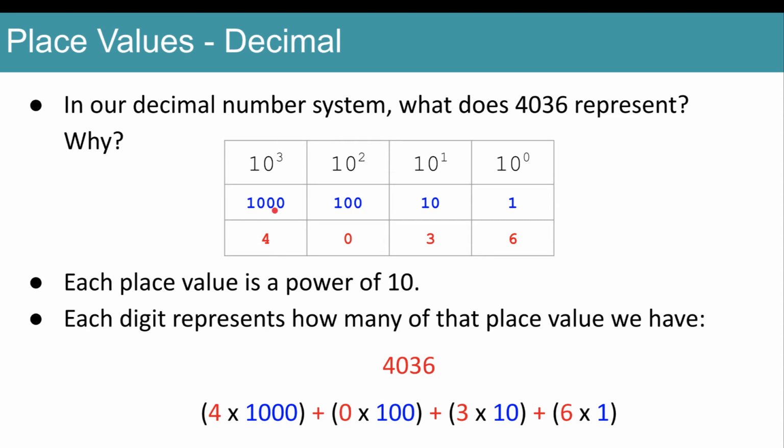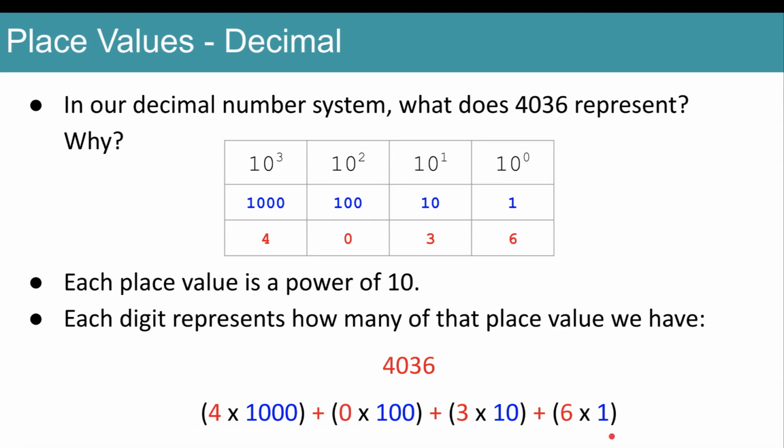And we can just keep growing this by adding more place values and then incrementing the exponent, right? The next place value would be 10 to the fourth and then 10 to the fifth. So each place value is a power of 10. And then what the number 4036 represents is the number of those place values. So again, it says that I have 4 1000s, 0 100s, 3 tens, and 6 ones.